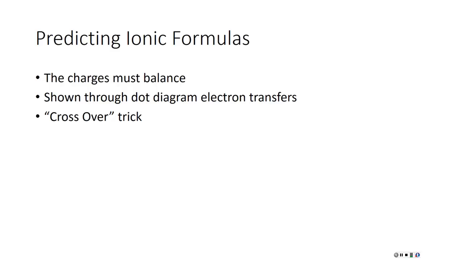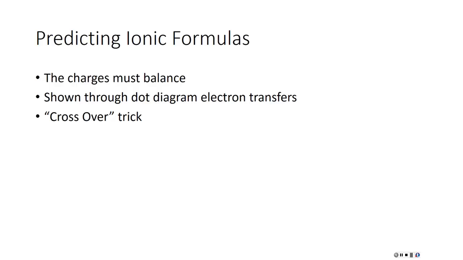So tin gives up all 4 to get to 0, so it's happy with the octet rule. Oxygen takes 2 twice, so they're both happy with the octet rule. Okay. Does that make sense? Okay, so the formula for this is going to be SnO2.